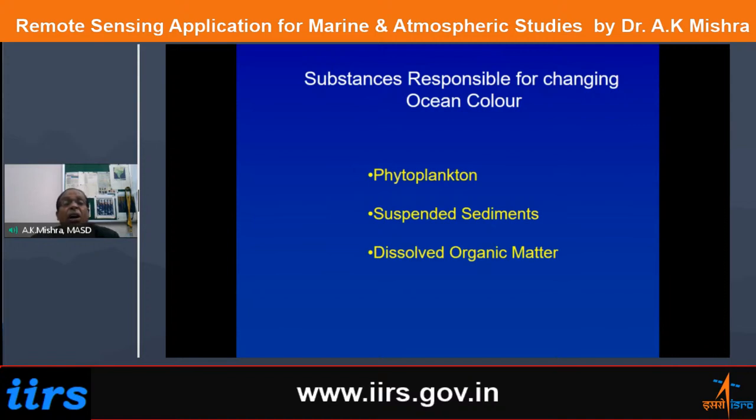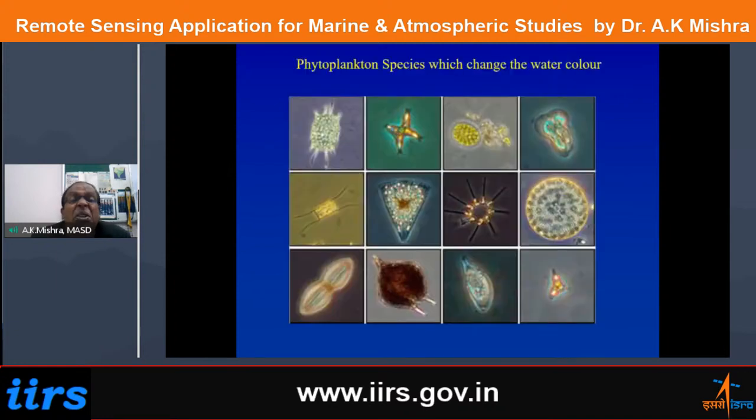So these are the main 3 substances which are responsible for changing the ocean color. One is phytoplankton, and another one is suspended sediments, and the third one is dissolved organic matter. So the phytoplankton, the phytoplankton is a microscopic plant which is floating in the water, and this you can see from the images.